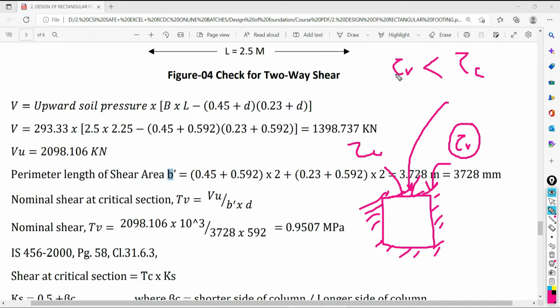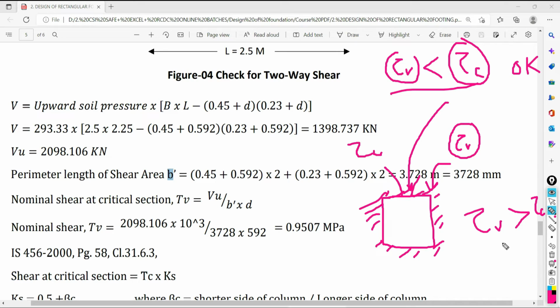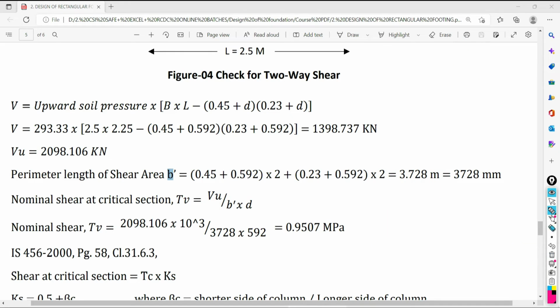Okay, if nominal shear is less than the capacity of the section, means we are going to say okay, whatever the load you are going to impose is less than the capacity of that particular section. But in a situation when nominal shear is going to become more than your critical capacity, then we have to say that something is wrong, we need to revise the design, we need to increase the depth of your footing. To make your design safe under the punching shear check, always you need to increase the depth of the footing, remember.